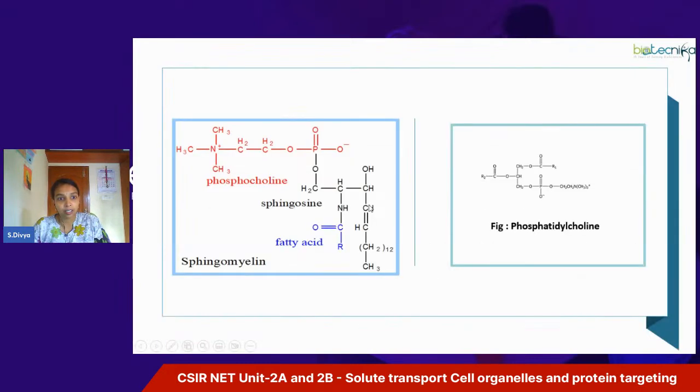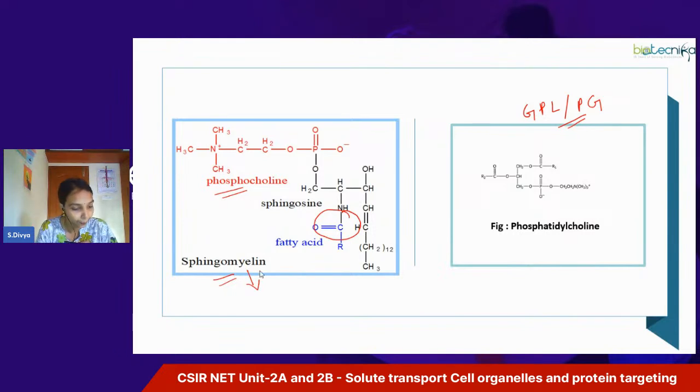Okay, let me give you the answer. See, we have the sphingomyelin structure over here and we have phosphatidylcholine over here. Now, phosphatidylcholine becomes an example of what? Glycerophospholipids, or we can say phosphoglycerides, which is one of the most abundant lipids present in the biomolecule. And if you see the sphingomyelin, it has this amide bond. Okay, and the head group is phosphocholine over here.